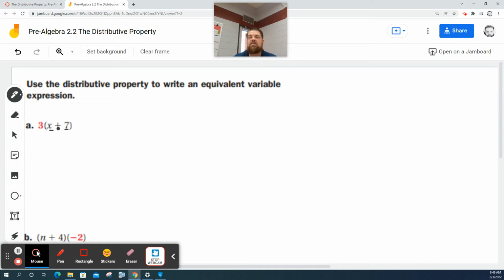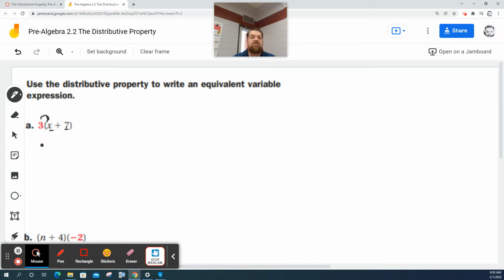But are x and positive 7 like terms? No, they're not. So I can't add 7 to x. I just can't do it. I have to leave it. So there's no work for me to do in the parentheses, but I still need to get rid of the parentheses sometimes. So what I have to do is distribute the 3 through the parentheses.